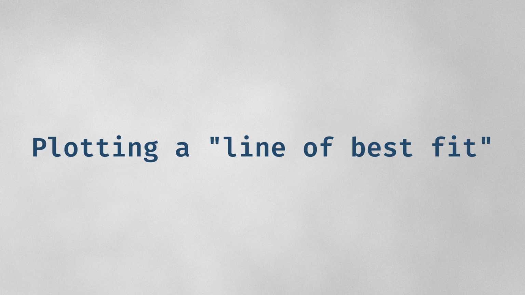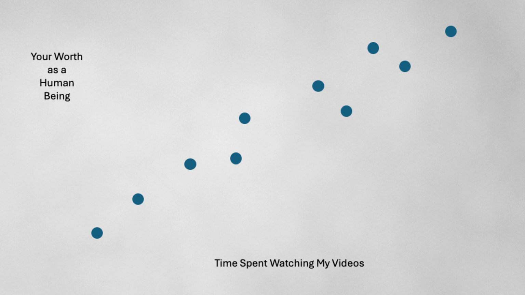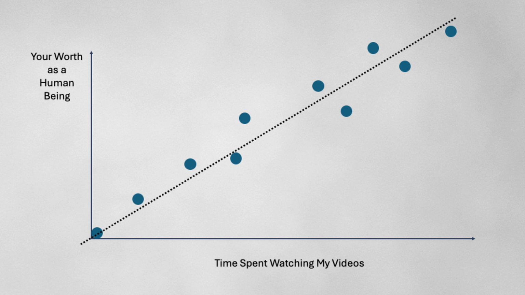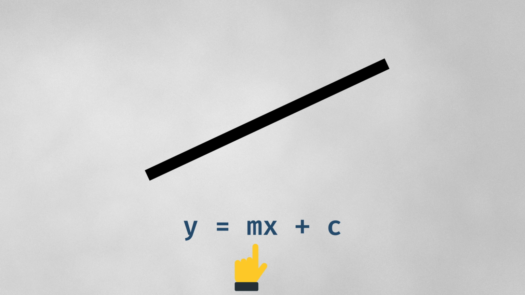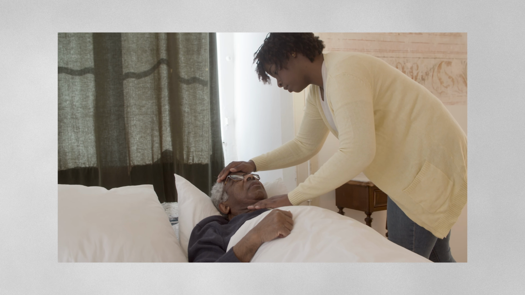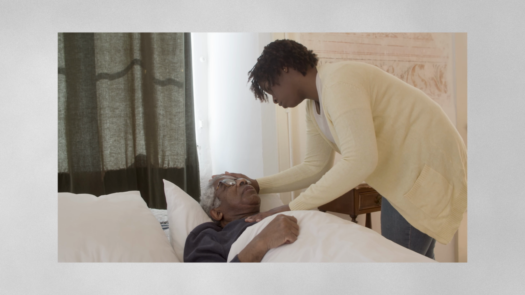But first, something simpler. You might remember from school the idea of plotting a line of best fit. We've done an experiment and plotted some data and we want to draw a line through the middle of those points. This is a linear regression. You might also remember that the equation of a line is y equals mx plus c, where m makes the line steeper and c moves it up and down. I promise you that's as complicated as the maths gets in this video.